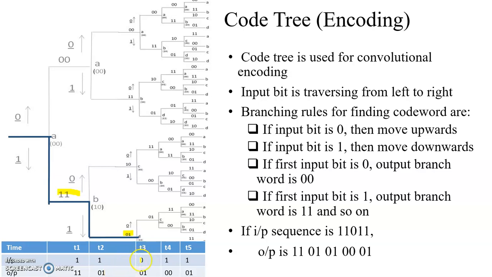Then input is 0, so we are traveling in the upward direction and the output is 0 1. Then next input is 1. We are traveling in the downward direction and the output is 0 0. Input is 1. We are traveling in the downward direction and the output is 0 1. So for input 1 1 0 1 1, the output is written as 1 1 0 1 0 1 0 0 0 1.